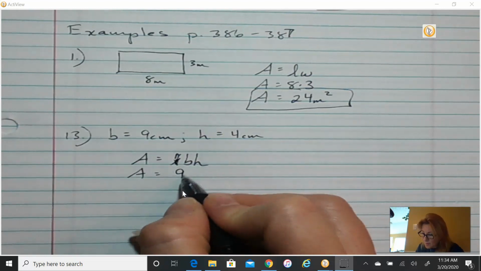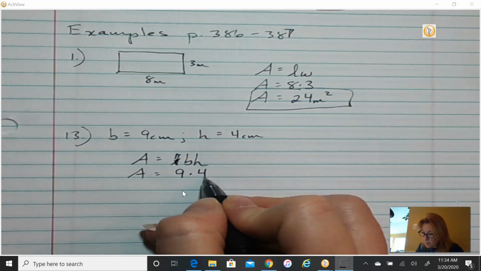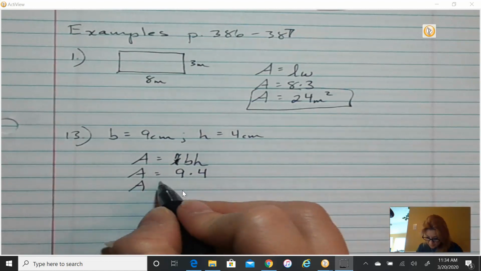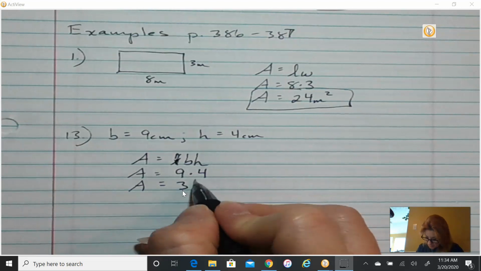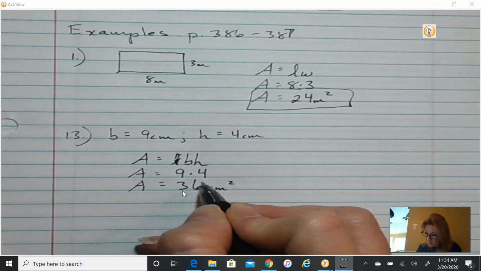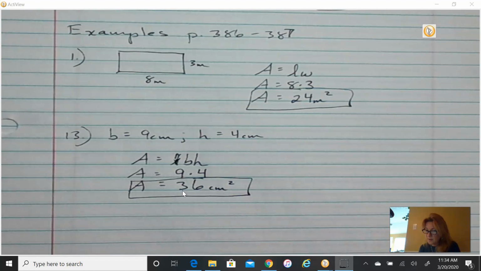I hate when they do that. So it's going to be 9 times 4. So then, 9 times 4 is 36 centimeters squared. So that's all you're doing there. Just multiplying.